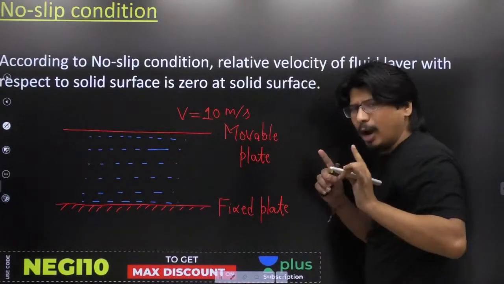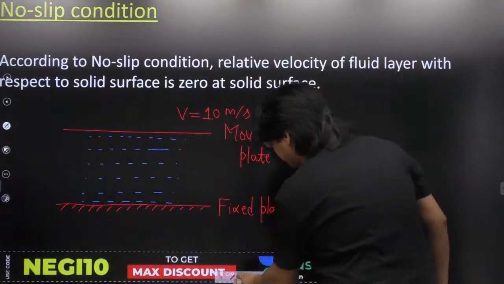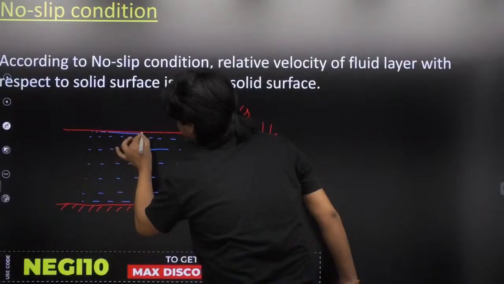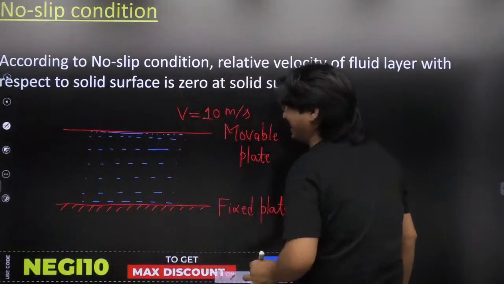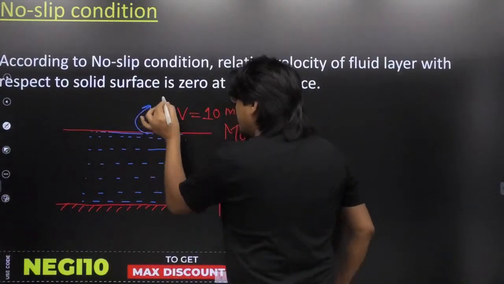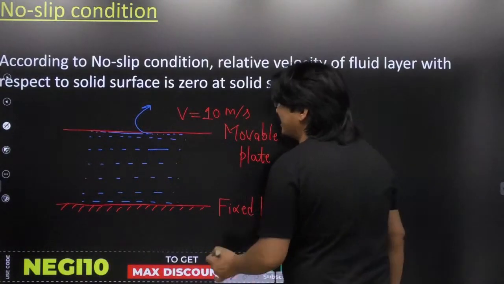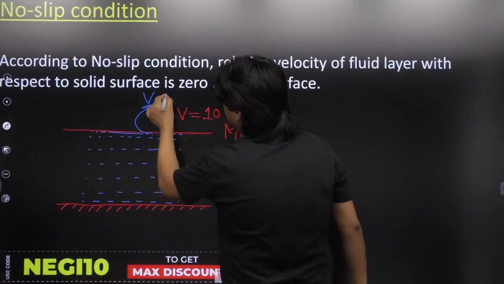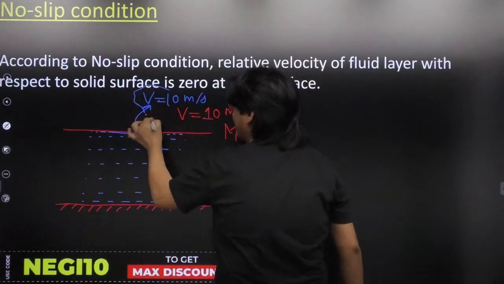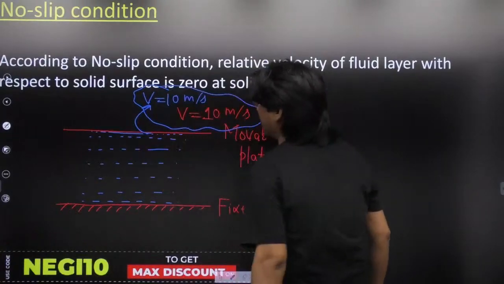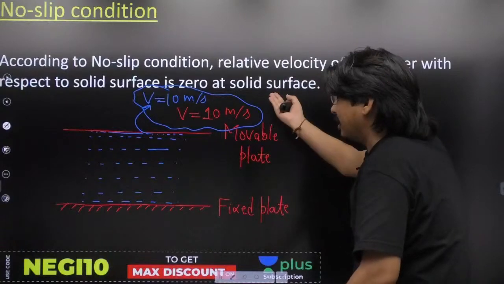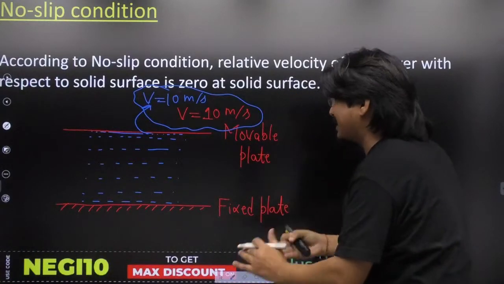Now, what is no slip condition saying? No slip condition is saying the fluid layer which is in touch with this movable plate bottom surface will also move with the velocity of 10 meter per second. That means the relative motion between this liquid surface and this movable plate will be zero.